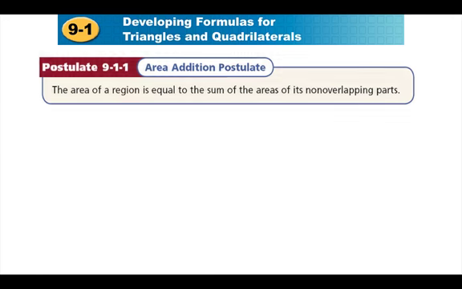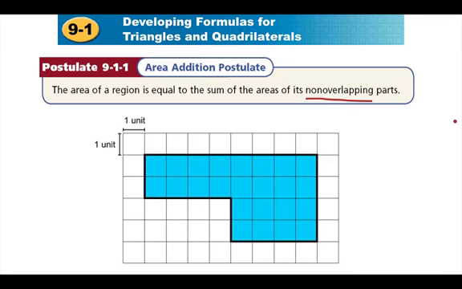Let's look at this postulate. It's called the area addition postulate. The area of a region is equal to the sum of the areas of its non-overlapping parts. Keyword here, non-overlapping. So let me give you an idea what this is talking about.